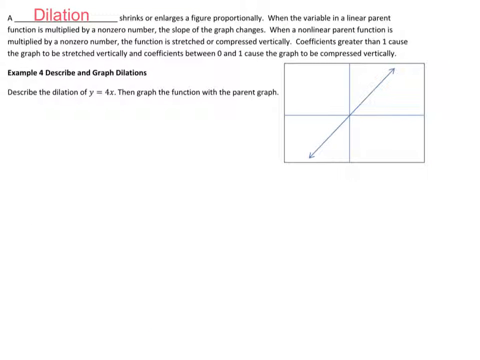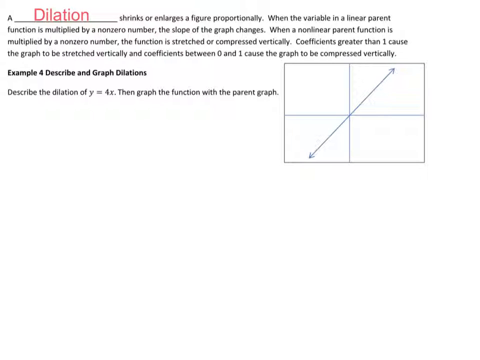The last example we're going to look at is a dilation. A dilation shrinks or enlarges a figure proportionally. When the variable in a linear parent function is multiplied by a non-zero number, the slope of the graph changes. When a nonlinear parent function is multiplied by a non-zero number, the function is stretched or compressed vertically. Coefficients greater than 1 cause the graph to be stretched vertically, and coefficients between 0 and 1 cause the graph to become compressed vertically.